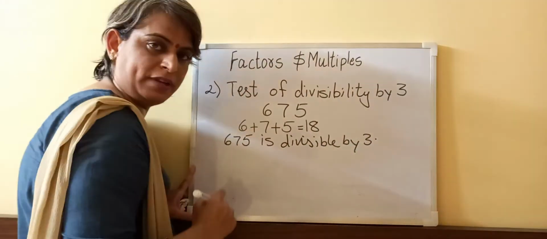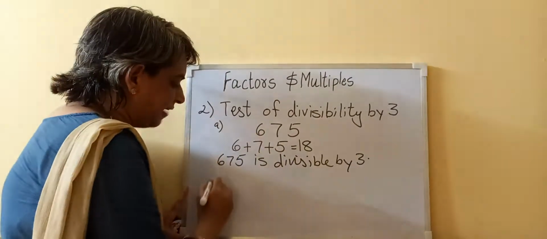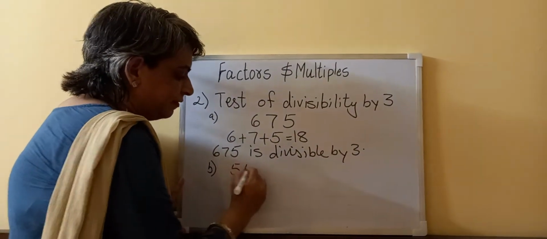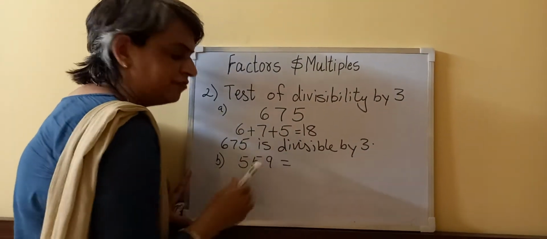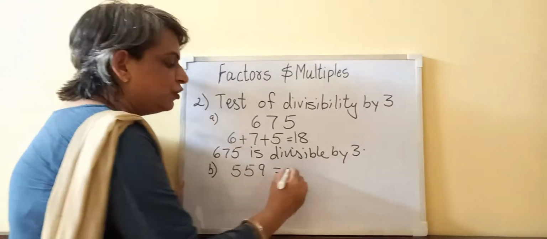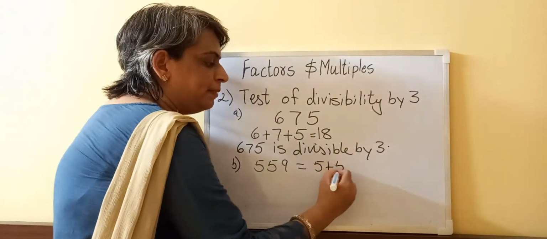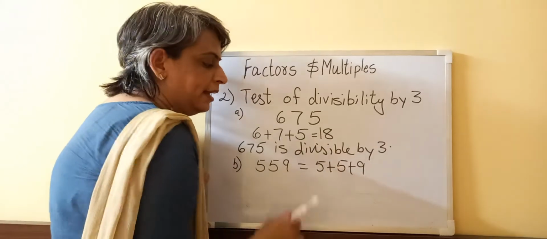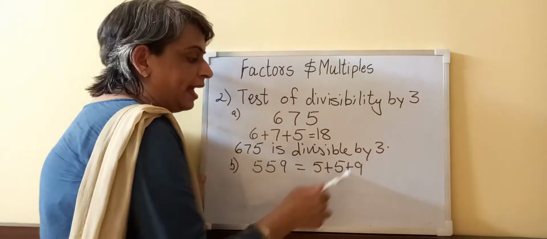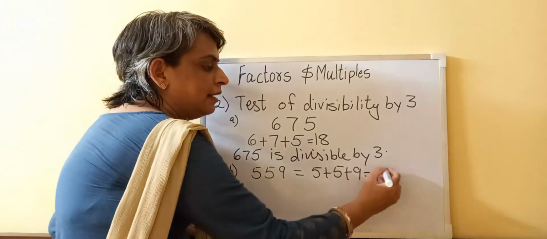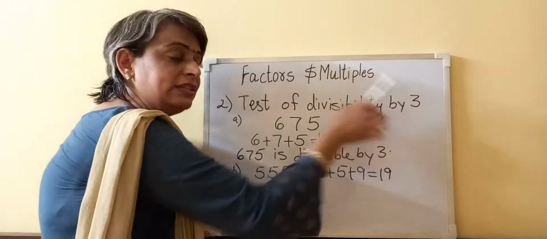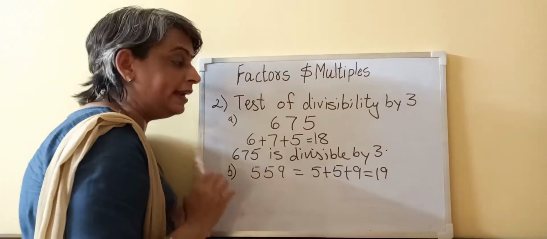Okay children? Now, suppose I write here 5, 5, 9. 559. So what will you do first? 5 plus 5 plus 9. 5 plus 5 is 10, and 10 plus 9 is 19. Is 19 in 3's table? No, it is not divisible.